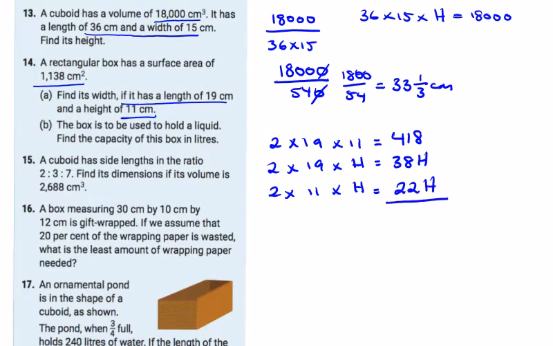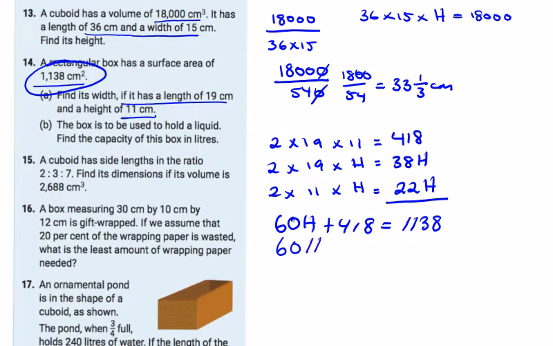So what have we got here? We have 60h plus 418 is equal to 1138. And taking 418 from 1138, we are going to get 720, which 60 does divide evenly into 12 times. 12 60s are 720. So the height in this case is 12 centimeters.